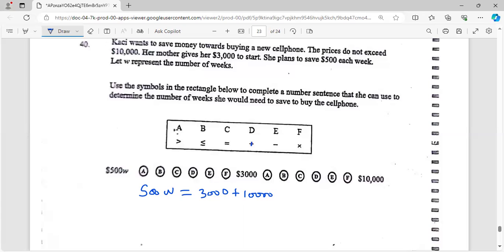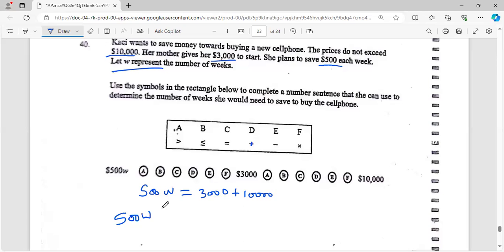All right, so it says use the symbols in the rectangle below to complete. Well, let's watch what it says. Say you want to save money towards buying a cell phone. The price does not exceed 10,000. So there's a limit. Her mother gives her 3,000 to start. She plans to save 500 each week. Let W represent weeks. So this is how you can read it. They give you the 500 per week.